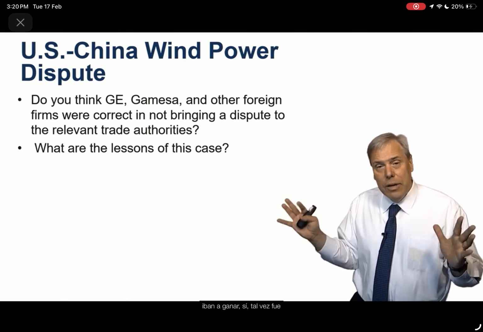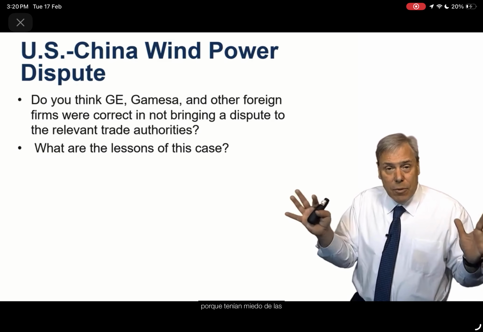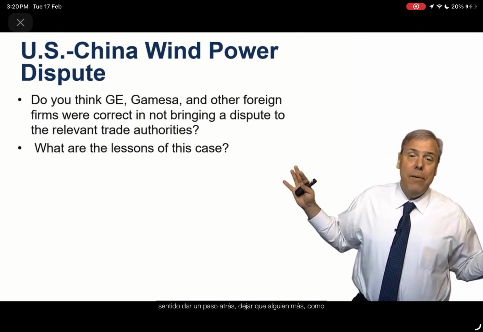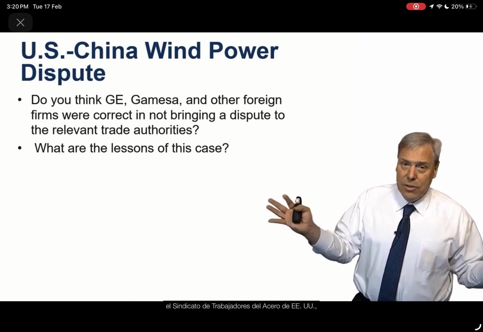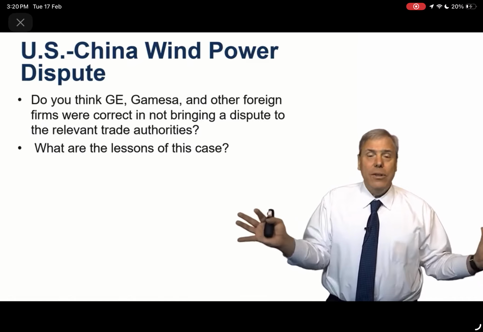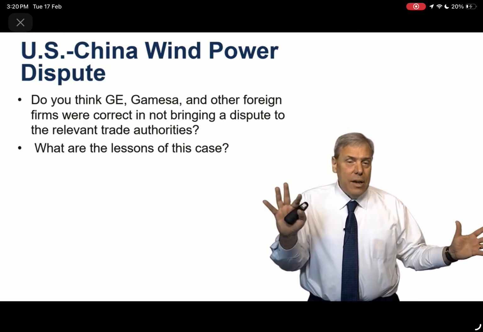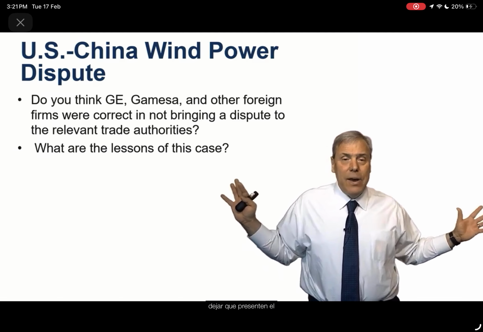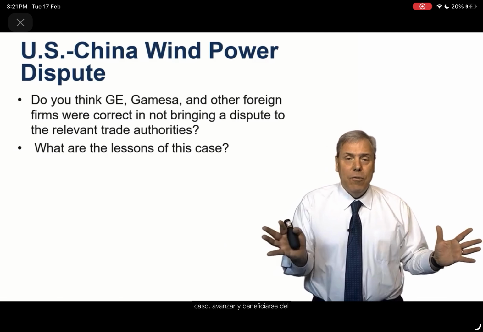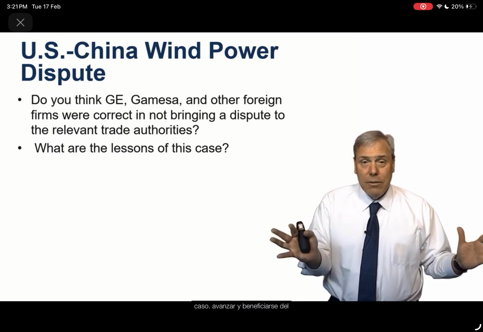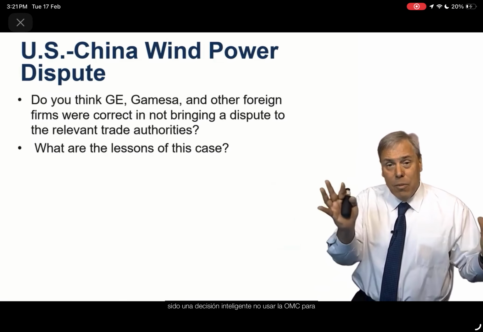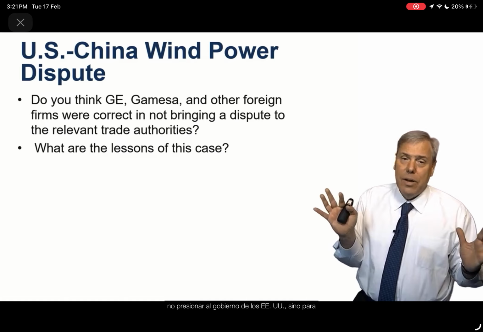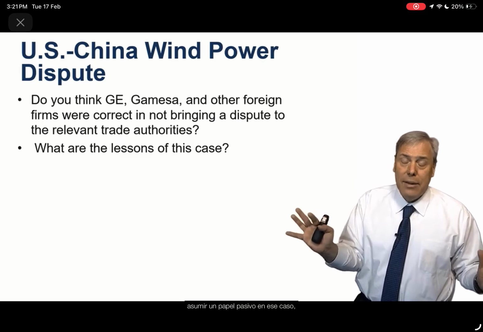So was it smart for the foreign companies not to bring the dispute, not to push for that, even though it was clear they were going to win? Yeah, maybe it was, because they were fearful of retaliatory measures. In this case, maybe it made more sense to step back and let someone else, like the U.S. Steelworkers Union, bring the case. Retaliation isn't going to harm them in any way. So they were able to sit back, let someone else bring the dispute forward, and benefit from the outcome. So in that case, it might have been the smart move not to use the WTO, not to pressure the U.S. government, but to take a passive role. It made sense.